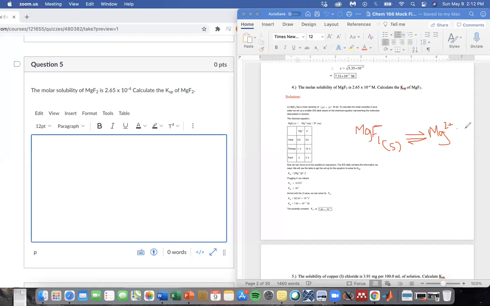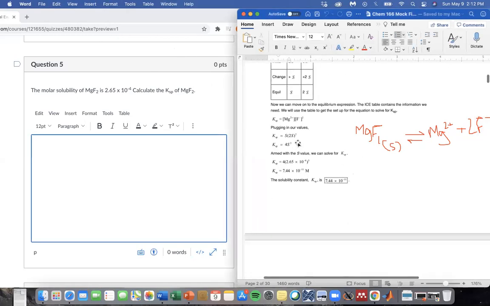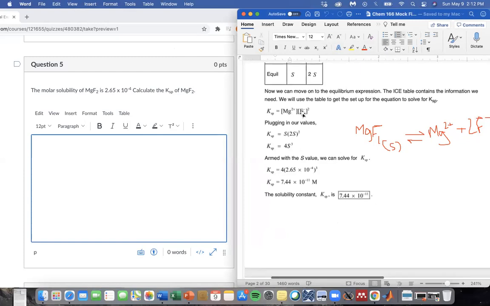and 2F-. And so if you remember when you write your Q expression, because you have that coefficient of 2 in front of the F, you need to make sure that you're squaring your F. That's probably the most difficult thing to remember here. So you'll have KSP equals Mg squared times F squared. And the molar solubility is just your S value, so it'll turn to 4S cubed. Then you plug in your molar solubility and you'll get a KSP value of 7.44 times 10 to the negative 11th. Any questions on that one?